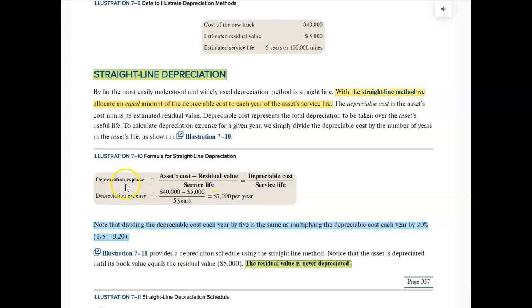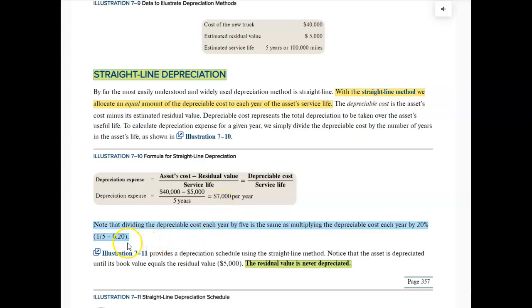Here's the formula for depreciation expense. Look at the numerator. We put the asset's cost up here, but we also subtract the residual value. We only depreciate what we call the depreciable cost, and that's the original cost minus our estimated residual, or salvage value, at the end of its useful life. And the useful life is in the denominator. Let's plug in these numbers. So 40,000 minus 5,000 divided by 5 years. So our depreciation expense each year, each of the 5 years, is going to be $7,000 per year.